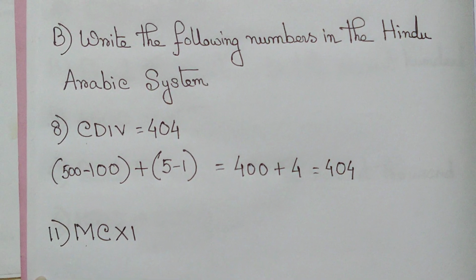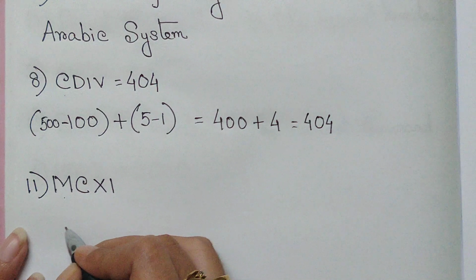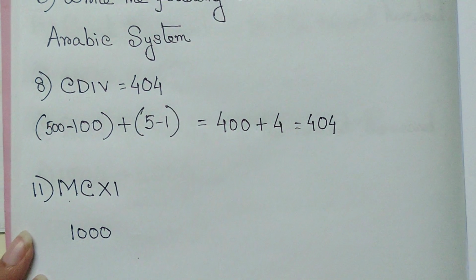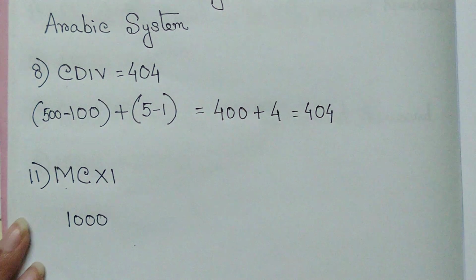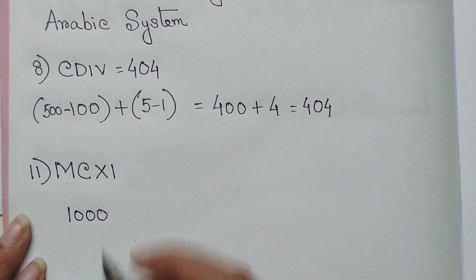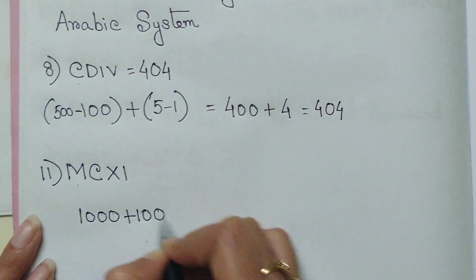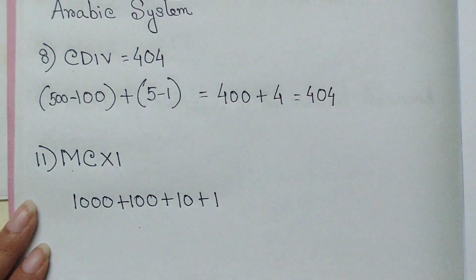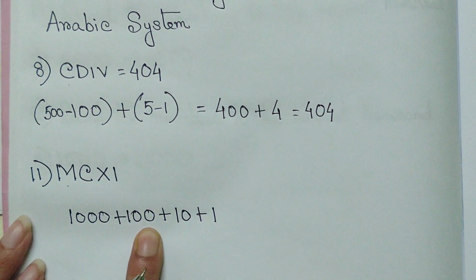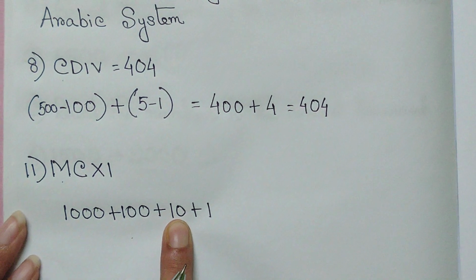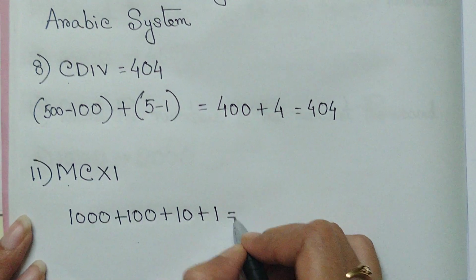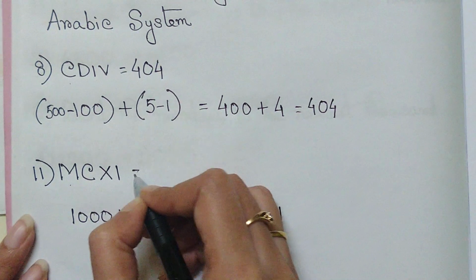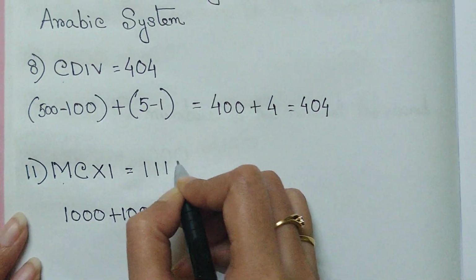Number 11. MCXI. M means 1000. C means 100. 100 is smaller than 1000 and it is placed on the right hand side. That means it will be added up. Plus X means 10, plus 1. So this gives you 1100. Again 1110 plus 1. That is 1111. So the answer is 1111.